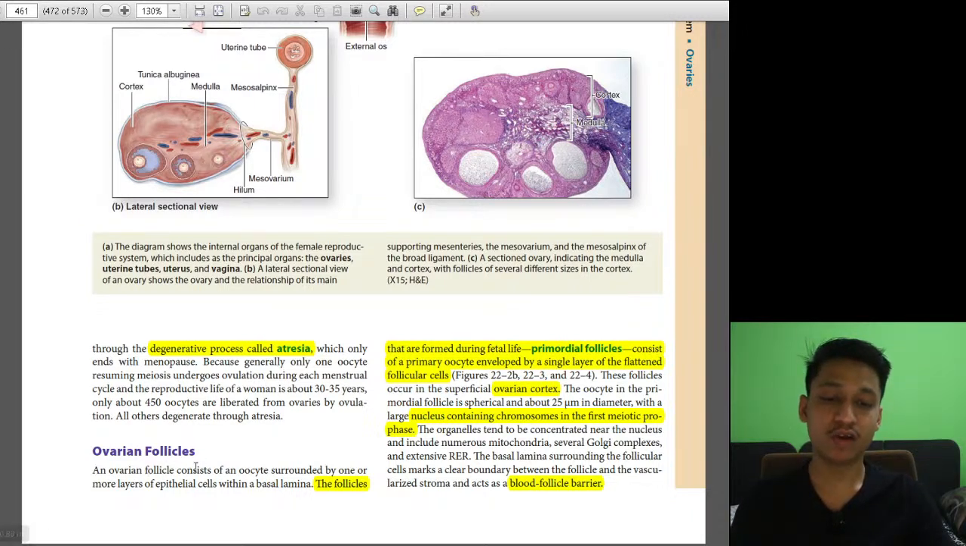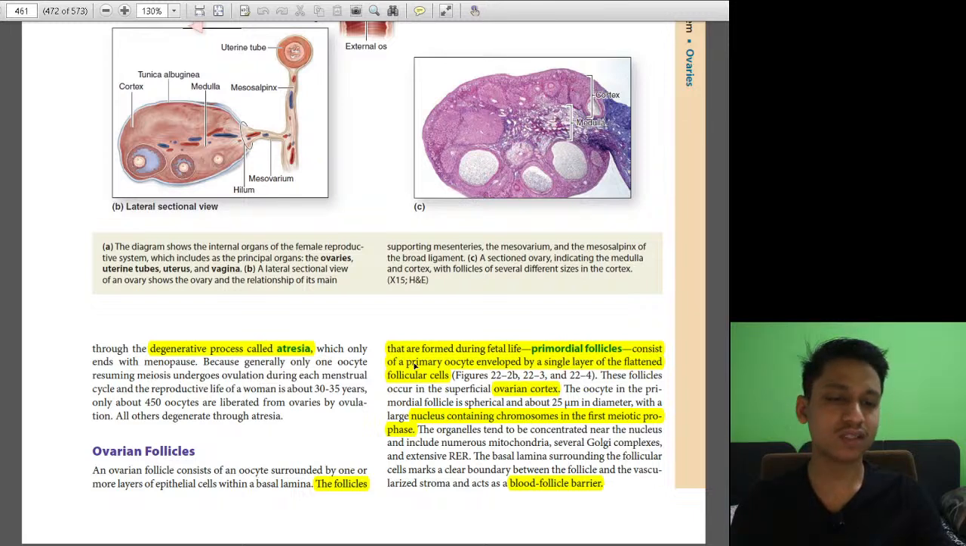An ovarian follicle consists of an oocyte surrounded by one or more layers of epithelial cells within a basal lamina. That is the basic thing: it consists of an oocyte surrounded by one or more layers of epithelial cells within a basal lamina.